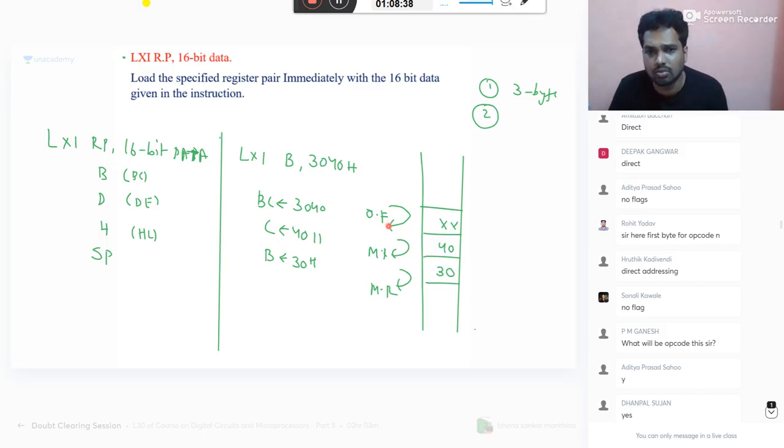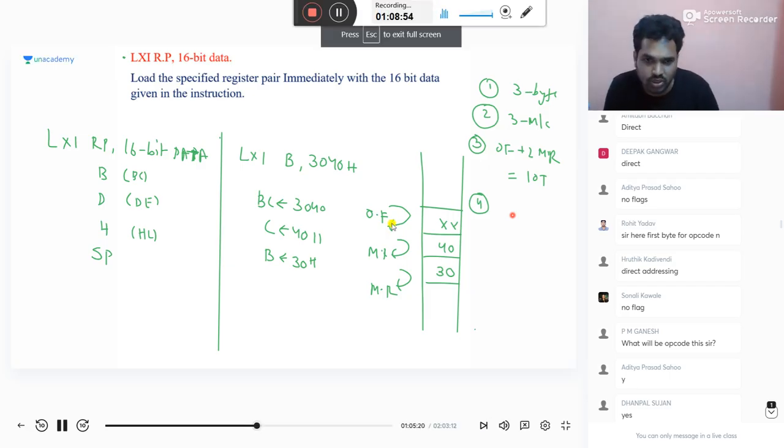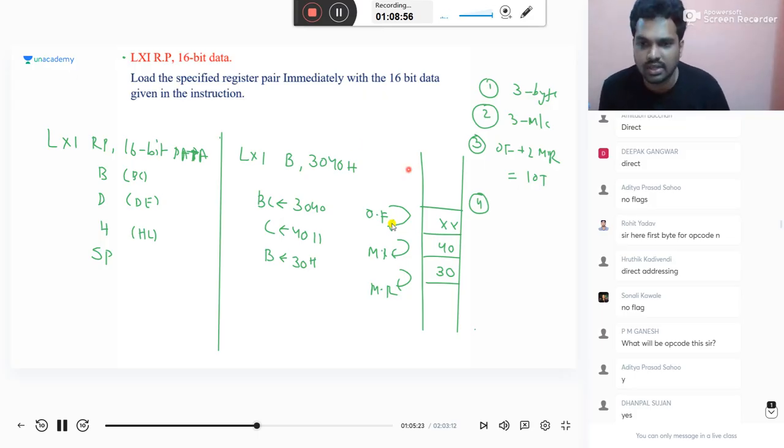For 3-byte instructions, how many machine cycles are required? 3 machine cycles are required. What are they? Opcode fetch plus 2 memory reads, which is 10 T states. And now you tell me the remaining things. What is the addressing mode?